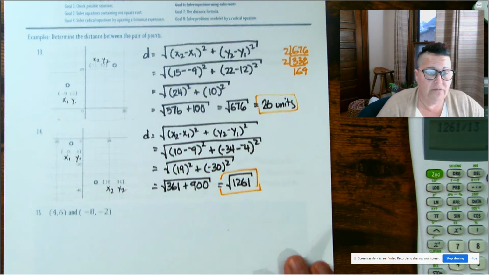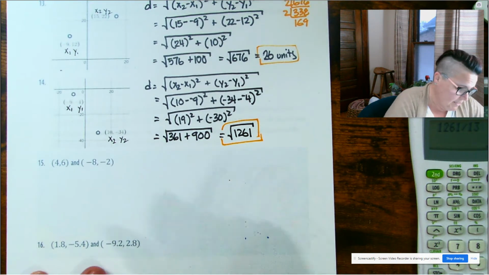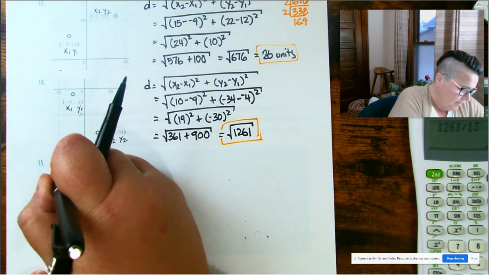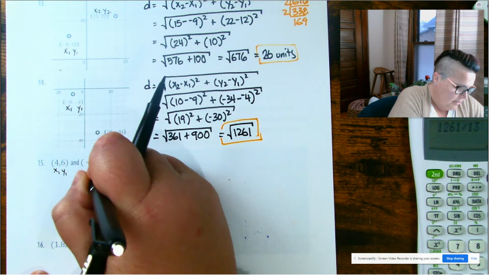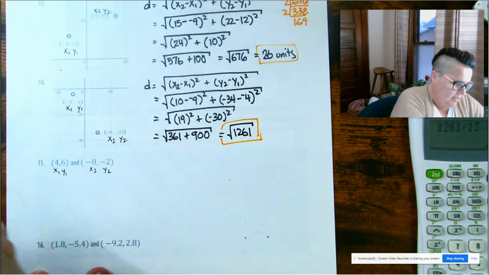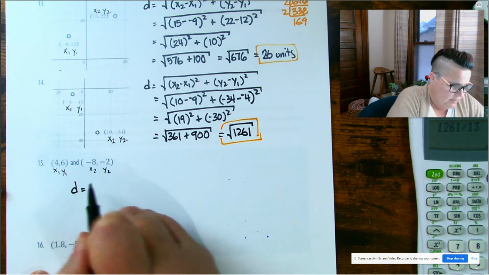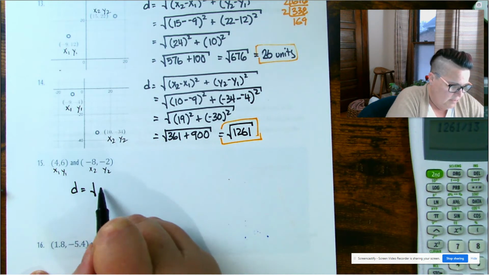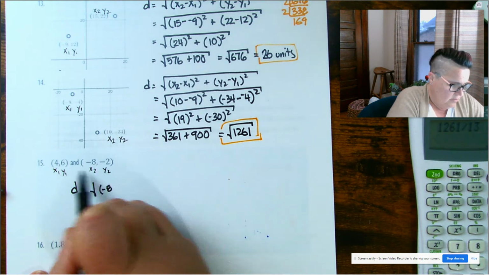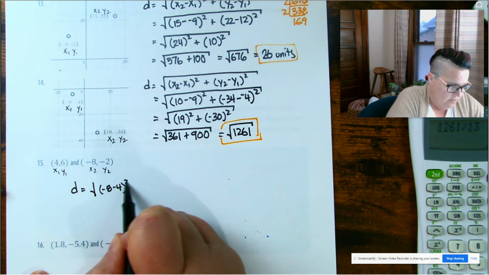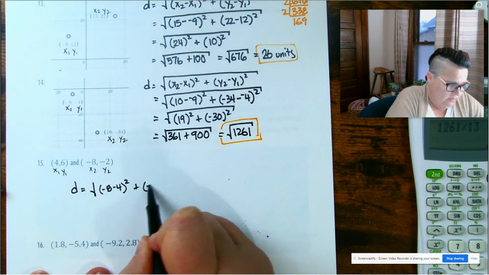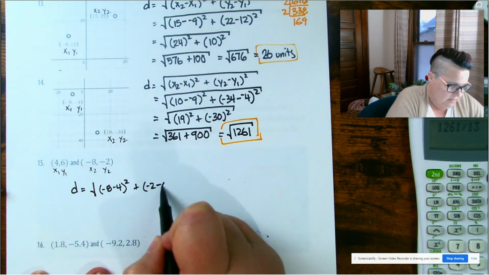All right, let's try 15 and 16. Same idea, only I'm going to do an x1, y1, and an x2, y2 on these guys. So the distance between them will be the square root of negative 8 minus 4 squared plus negative 2 minus 6 squared.